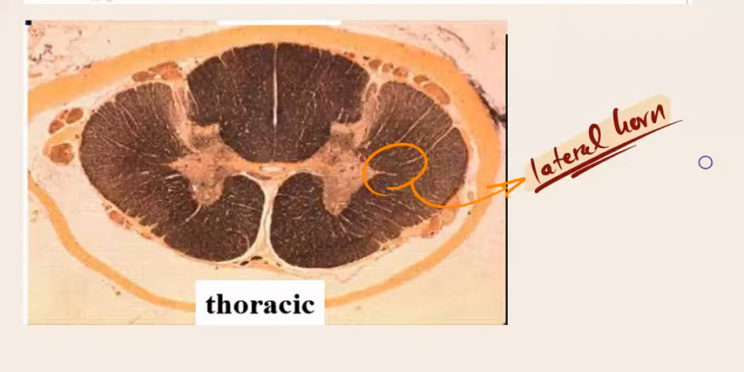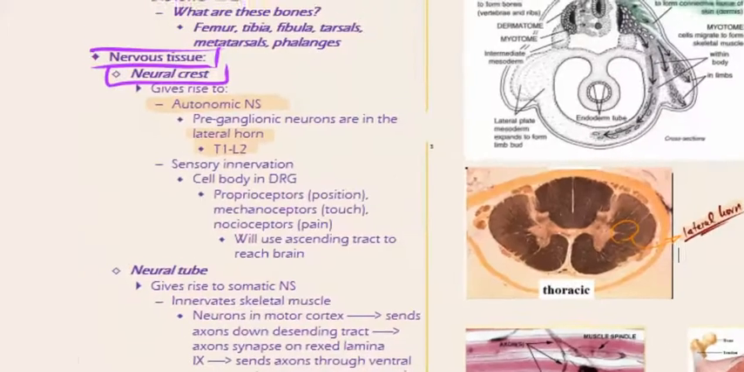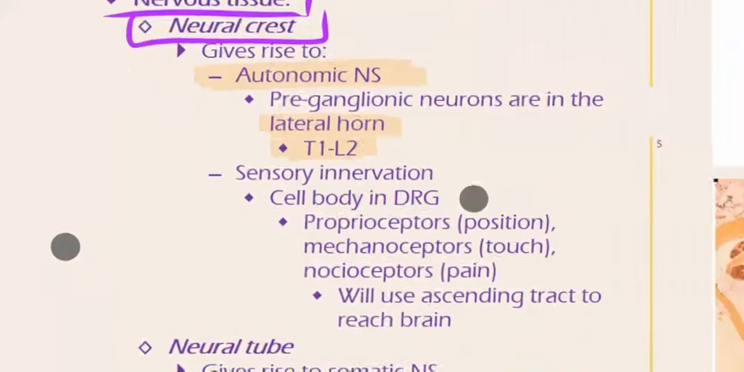So the lateral horn contains the preganglionic sympathetic neurons. This is only for sympathetic. T1 to L2 is only for sympathetic. It's not for parasympathetic.